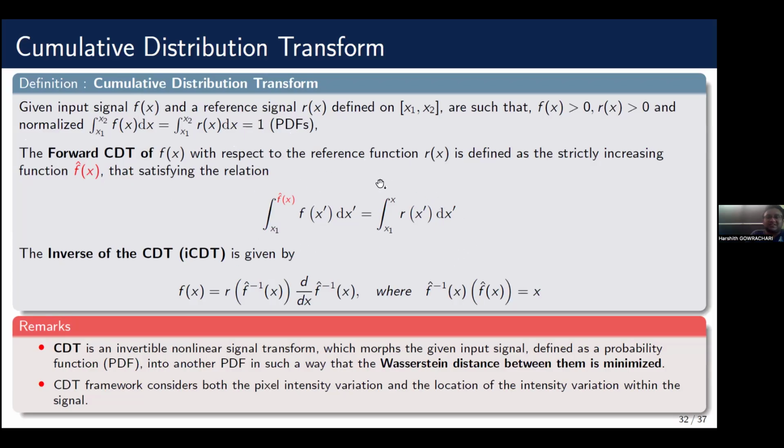I mean, with this you cannot understand much. So the main idea of CDT is that it's basically an invertible nonlinear signal transform, which maps your given signal defined as a probability distribution function to another space such that it's minimizing the Gaussian distance between the input signal and the reference signal. And the CDT considers both pixel intensity variation and the location at which you have these pixel intensity variations.